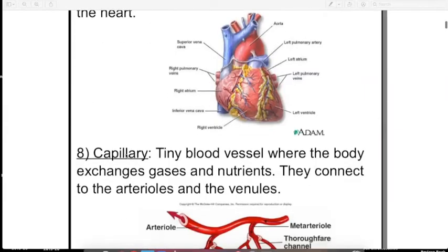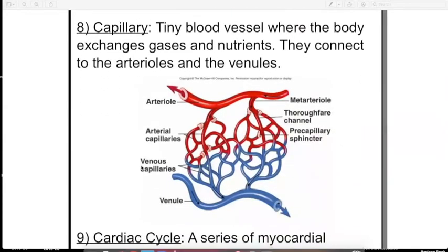All right, 8, capillaries. Teeny tiny little blood vessels where the body exchanges gases and nutrients. We've talked about capillaries before. You have them in your lungs, you have them all around your body. This is where the blood vessels keep getting smaller and smaller until they're so small, so skinny that they're only 1 cell thick. Teeny tiny, very easy for things to come and go. Things just go right through the blood vessel, kind of like a ghost walking through the wall.